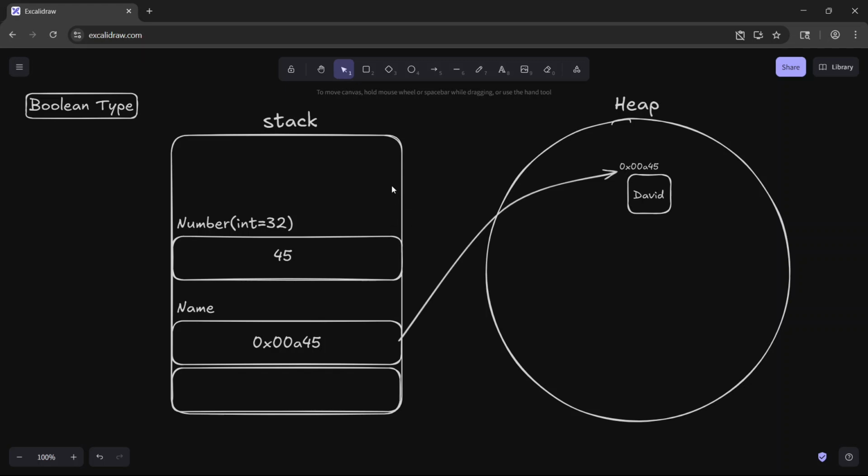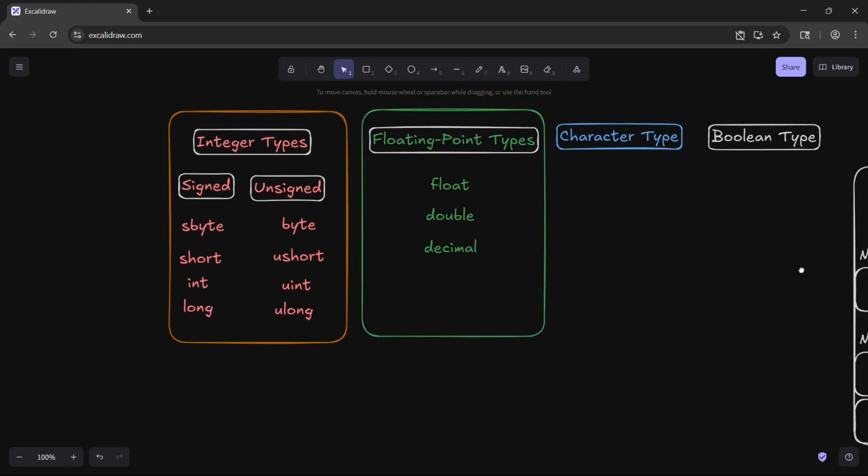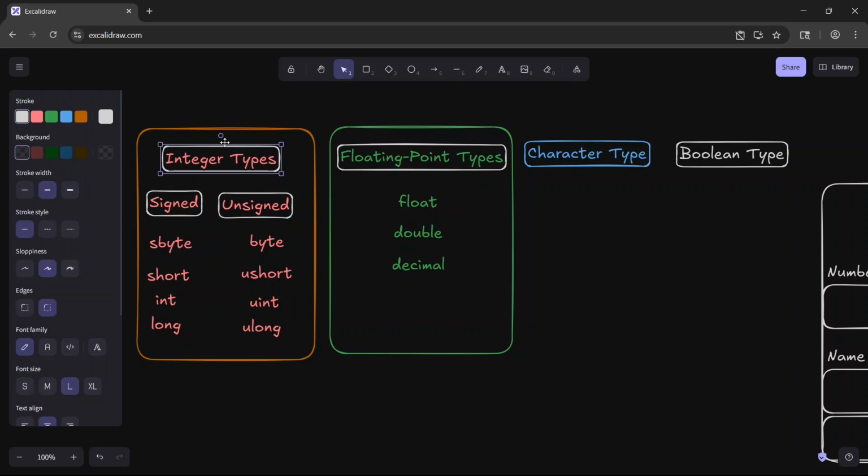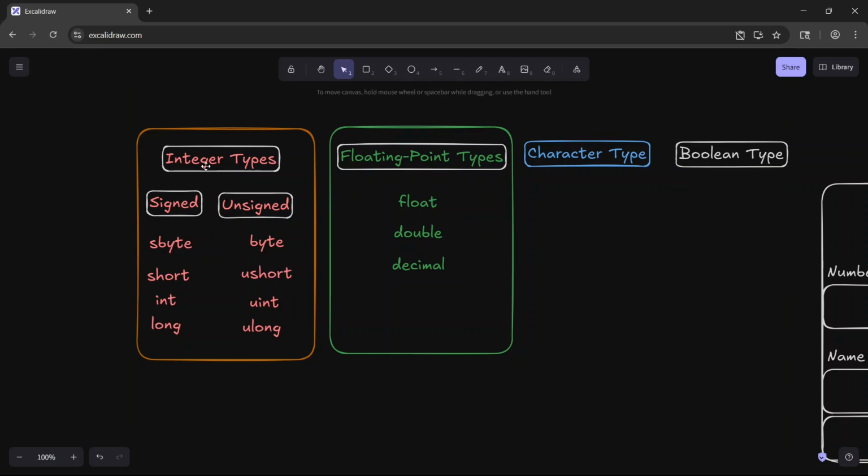In C Sharp, we can divide primitive types into four categories, and here they are. We have the integer types, the floating point types, character types, and Boolean types. Under the integer types, we have the signed and unsigned. Under signed, we have sbyte, short, int, and long. Under unsigned, we have byte, ushort, uint, and ulong.